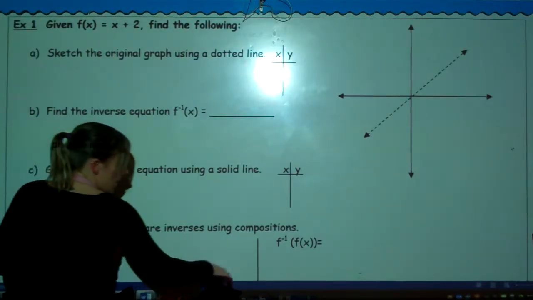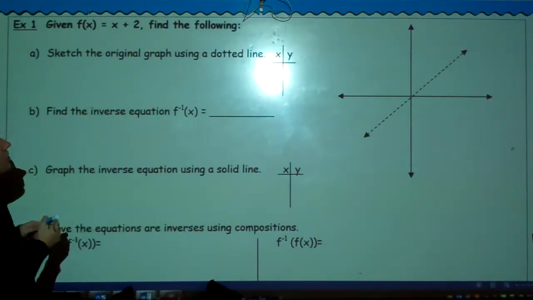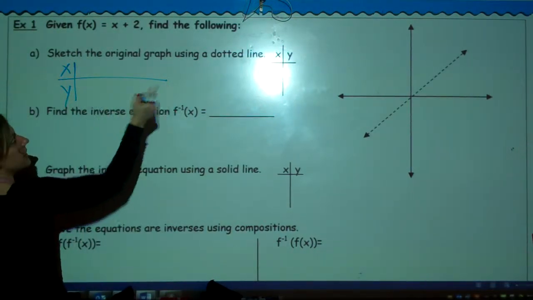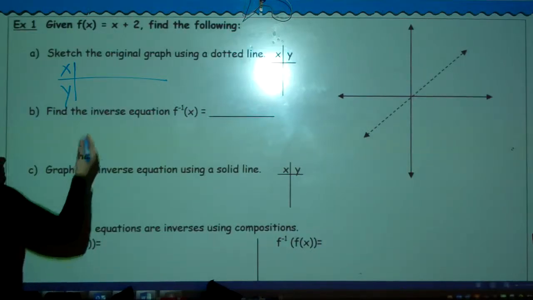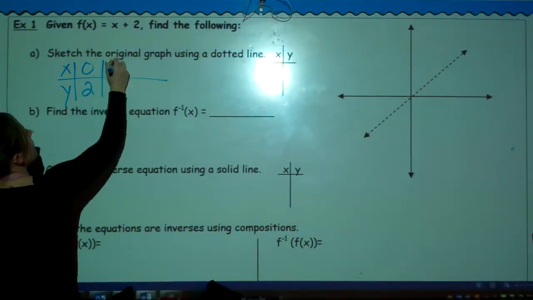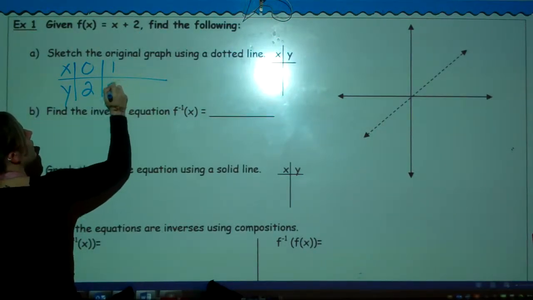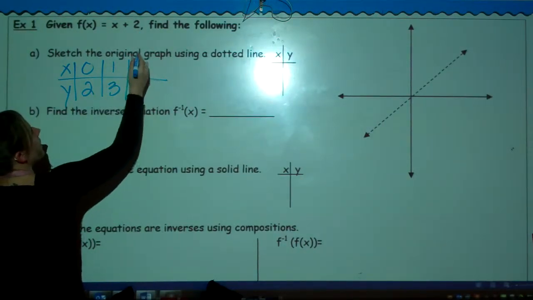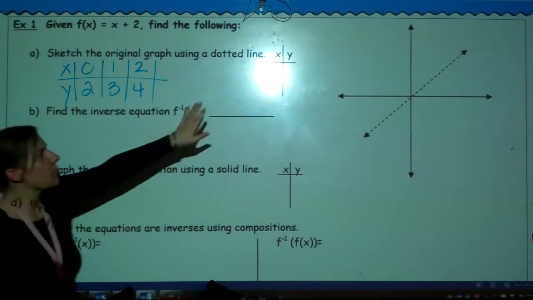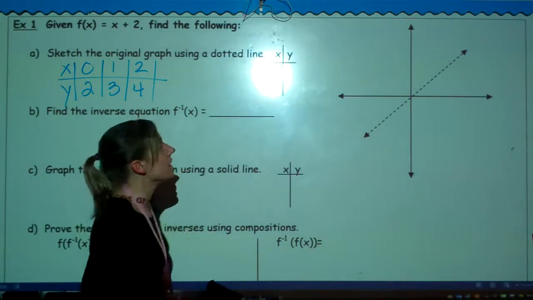If the function is x plus 2, I'm going to make a new table here just because it's hard to see it over there. If I put in a 0, I'll get 2. If I put in a 1, I'll get 3. And if I put in a 2, I'll get 4. So you can put those on your table right here if you can see it.